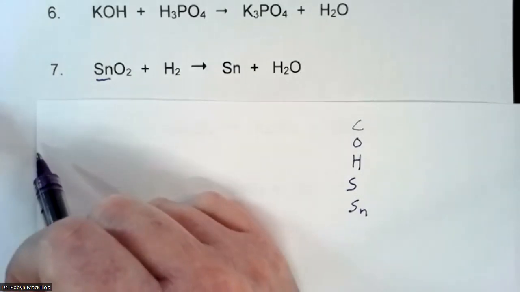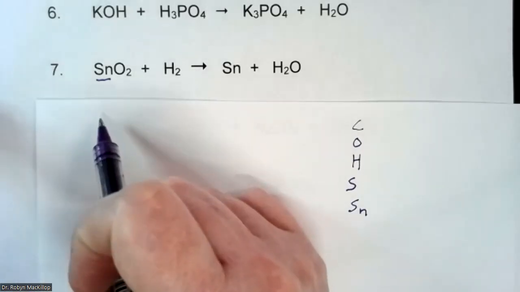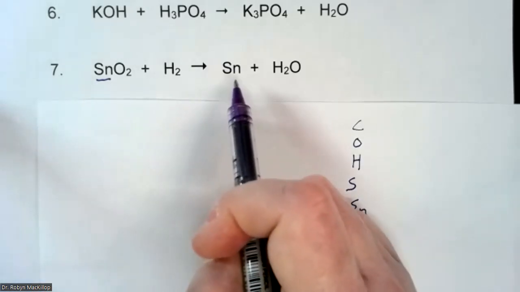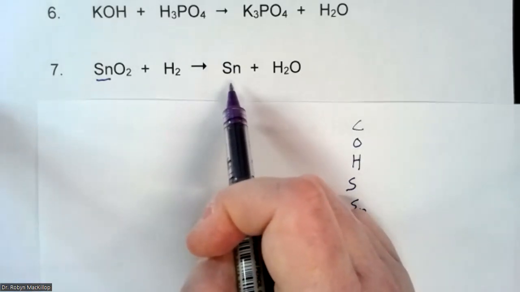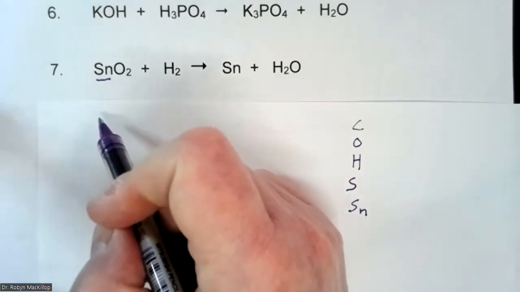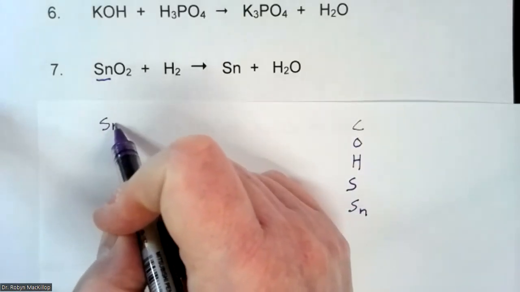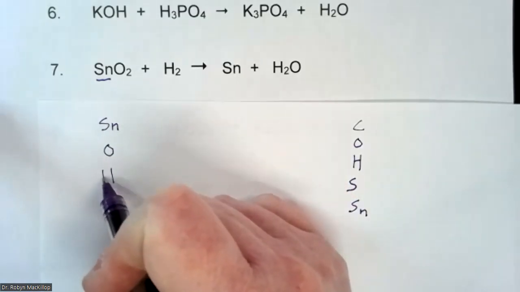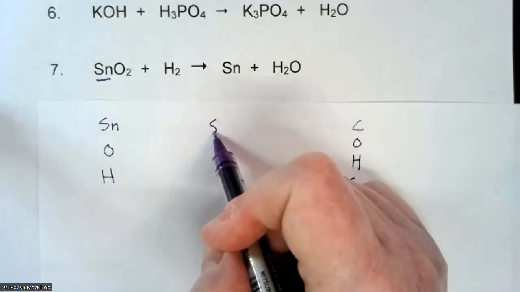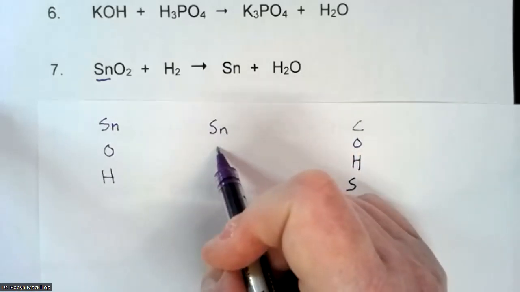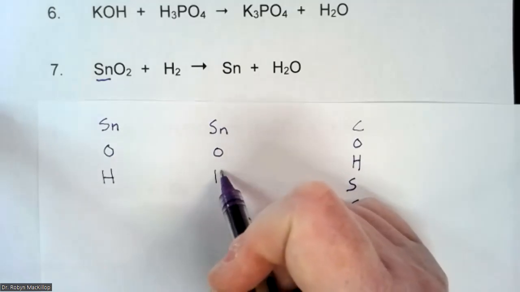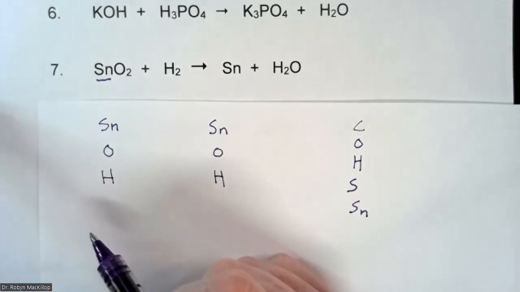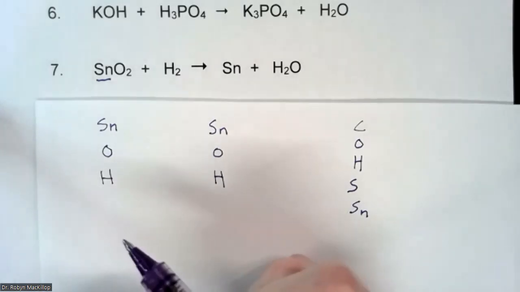I did send you guys a periodic table so you can see all this. It'll make a lot more sense. So this is one element, not 2. We've got SN, O, and H. Same on this side. We've got SN, O, and H. You'll always have the exact same elements. They won't add or take away. It's just the numbers. And the numbers change things.